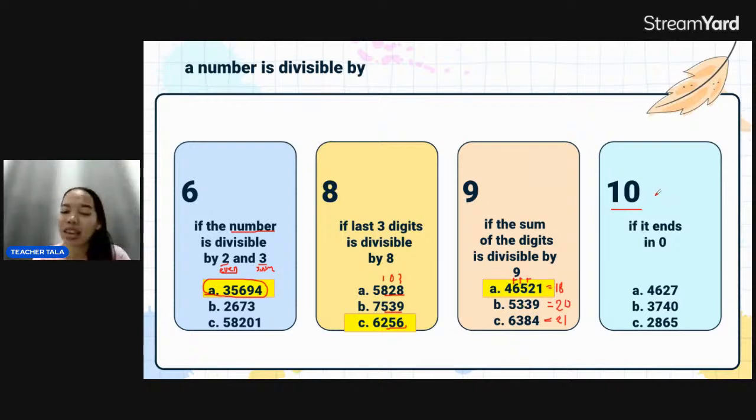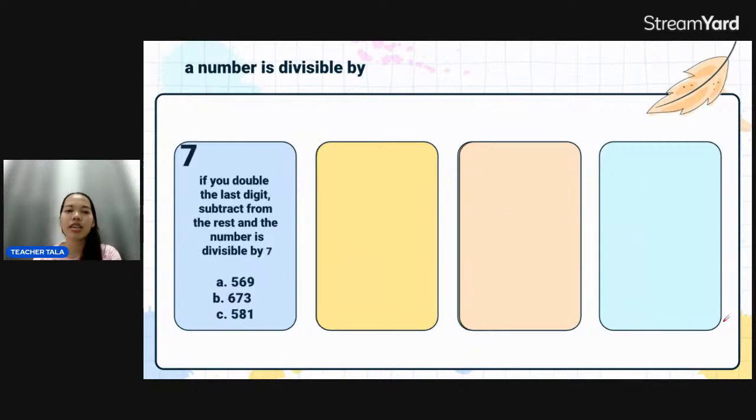Okay, we have the last. I think this is not yet the last, kasi missing yung 7. Pinahuli ko yung 7 kasi it needs a really good understanding, medyo complicated yung 7. 7, 11, 13, ganun. So, 10, if it ends in 0. Of course, just have to examine the last digit. The answer is letter B.